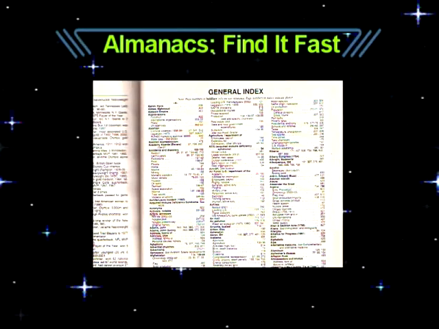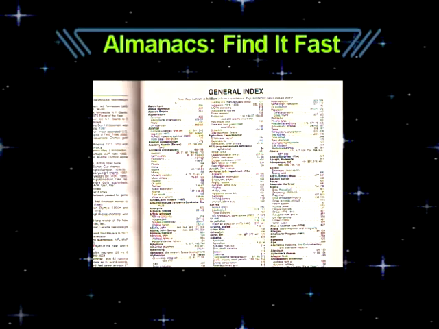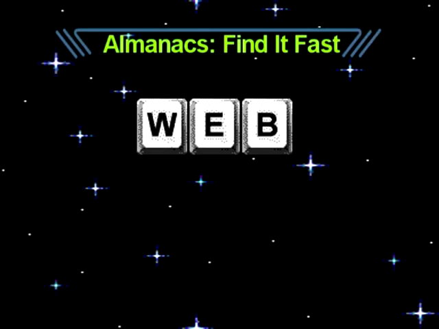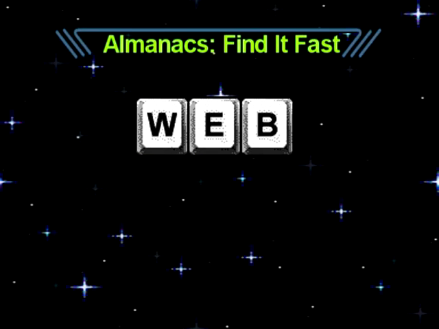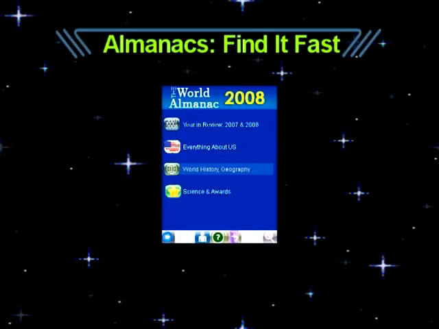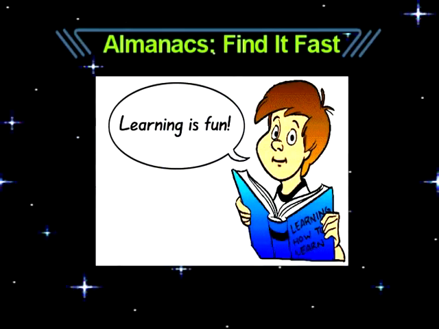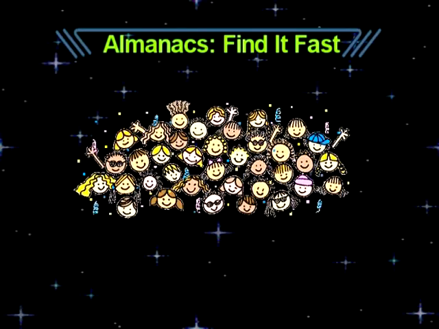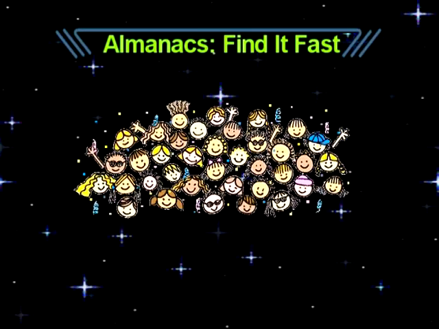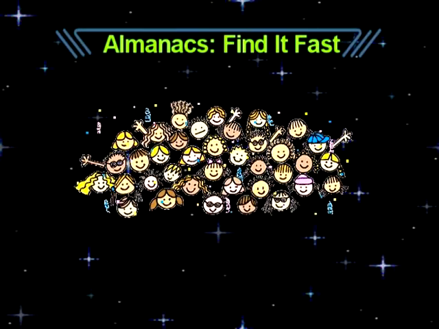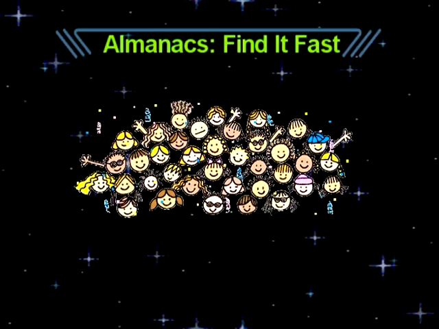We have already looked at the general index together and found it useful and fast, faster than many internet searches. There are other organizational tools to help you navigate your way through World Almanac. Let's watch some students use the World Almanac and see the different strategies they use to find information quickly. Often, they can find information quicker than many internet searches. But don't take my word for it. Let's see what they have to say.